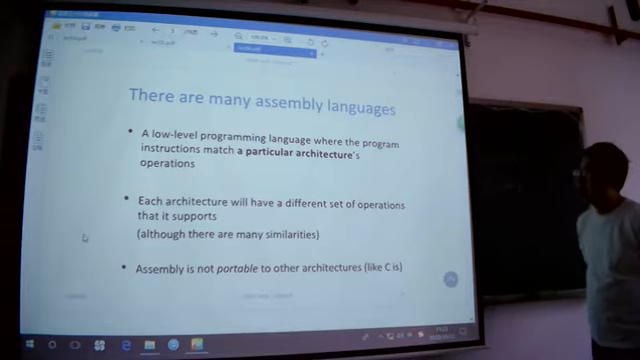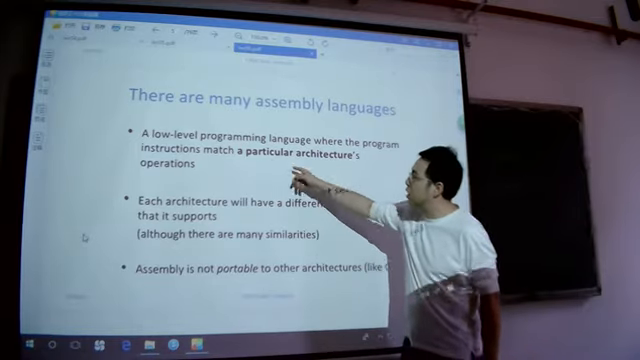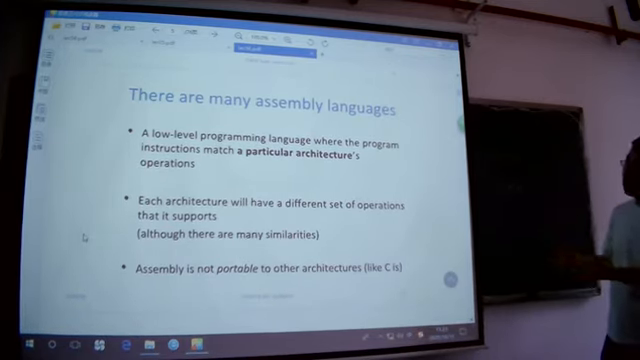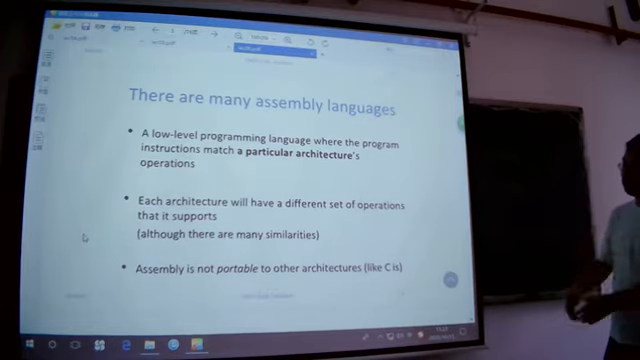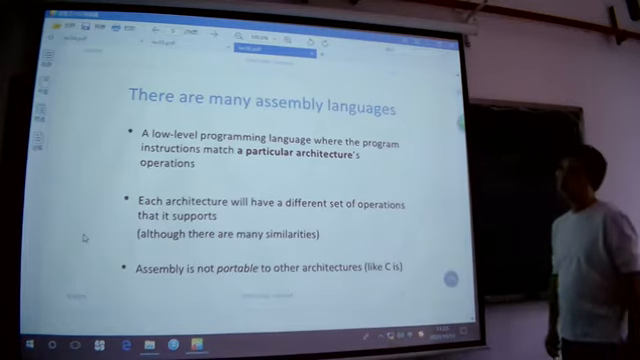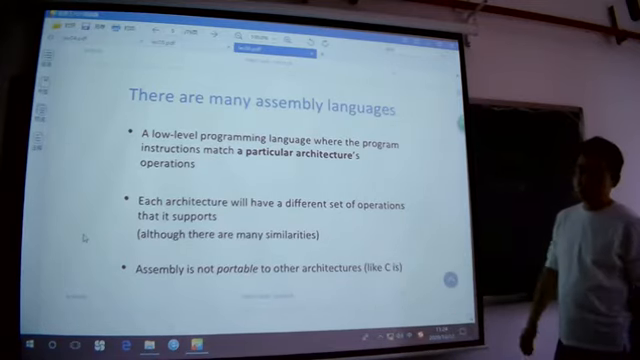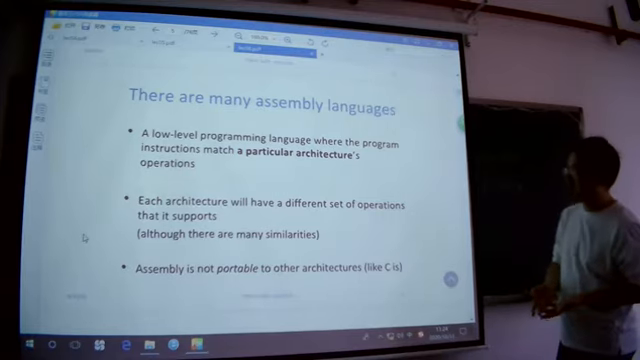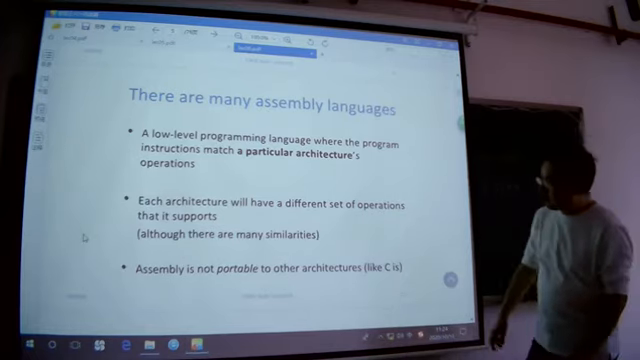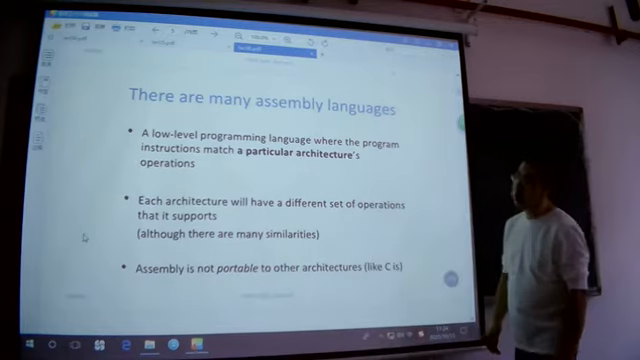There are three points. A low-level programming language where the program instructions match the particular CPU, the particular architecture. Each architecture will have a different set. This set is the instruction set. The instruction set we can't touch and can't change, but it is important. It is the basis of operation, the basis of the CPU. Assembly is not portable to other architectures like C. C can be portable, assembly is not portable.